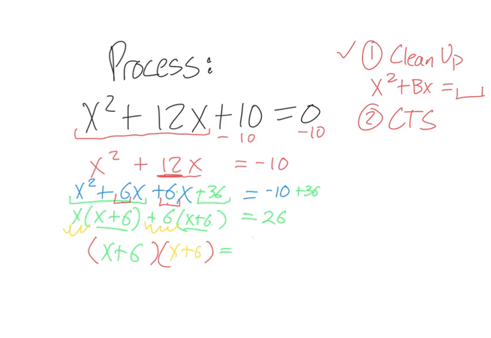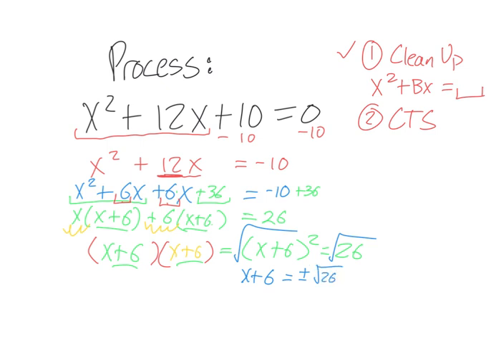So that's going to be the same as saying x plus 6 squared, because those are the same exact thing. That's why this works. And then on the other side, we still have that 26. Okay, to finish this up, we're going to take the square root of both sides. We get x plus 6 is equal to plus or minus the square root of 26.